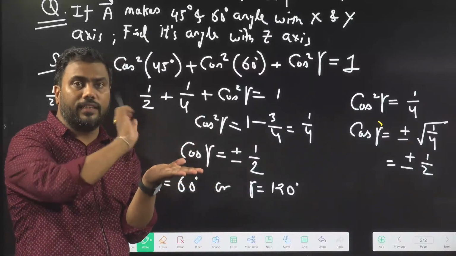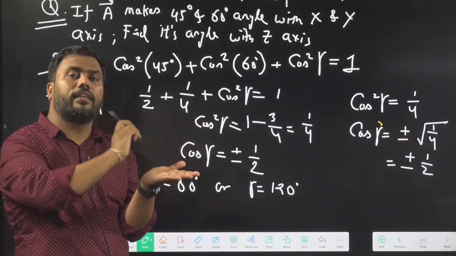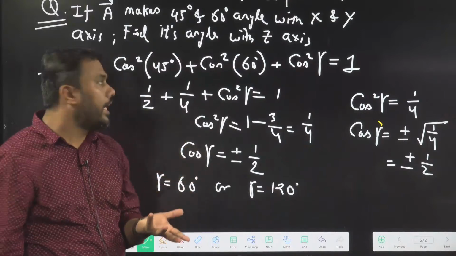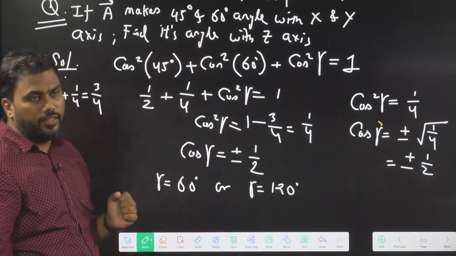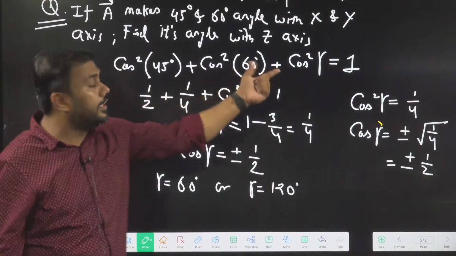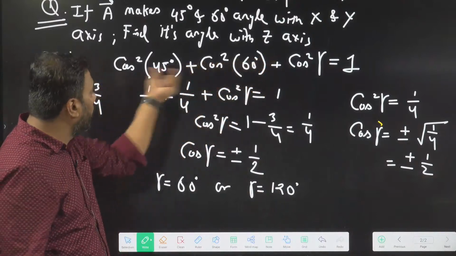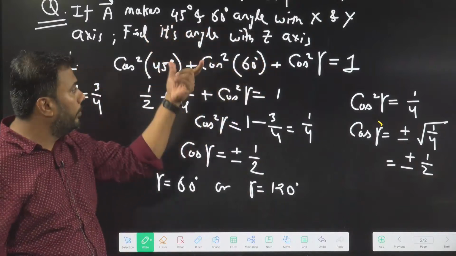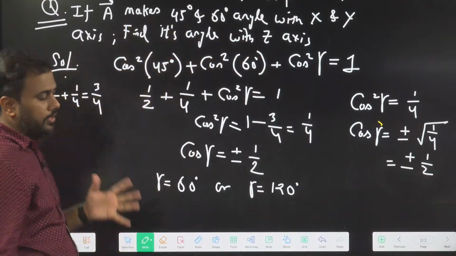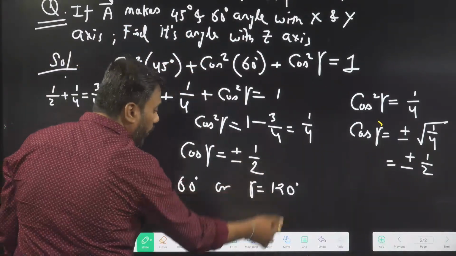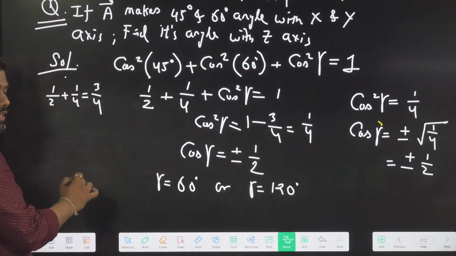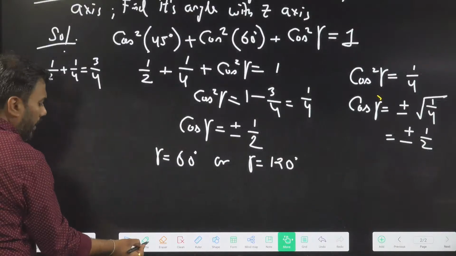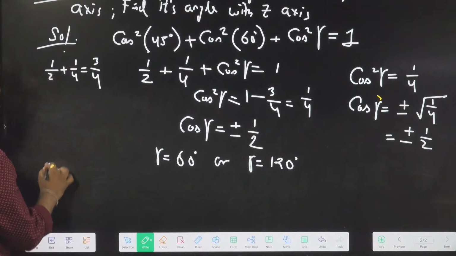If the vector is in a plane, then the x-axis and y-axis angles will sum up to 90. But here it's not necessary in 3D. What is necessary in 3D is that cos square alpha plus cos square beta plus cos square gamma, the sum of squares of direction cosines, must be 1. So if I know the angle of the vector with x, y, z, I may write the vector also. Now part 2 of the question.